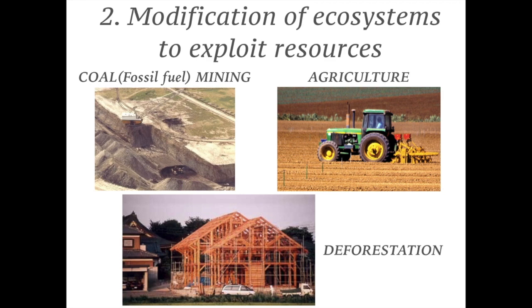Same thing with agriculture. Well, we're going to be growing plants, and we're going to be plowing fields. Well, the animals that were there, the bugs, the insects, the rabbits, whatever, now have to move on. Deforestation, cutting down the trees to build homes. That is basically a huge factor.